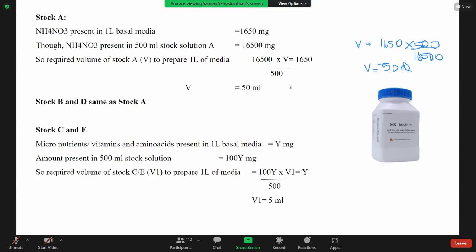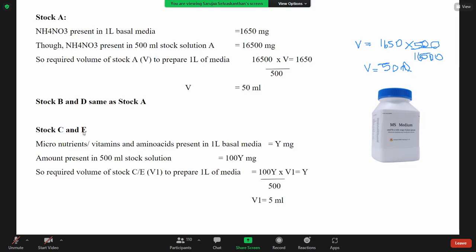But stock C and E are quite different, right? That is why I explained with stock A, because it contains only one nutrient and is easy to understand. Stock C and E contain more than one nutrient, so the explanation is quite hard, right? Stock C contains micronutrients, and stock E contains vitamins and amino acids.